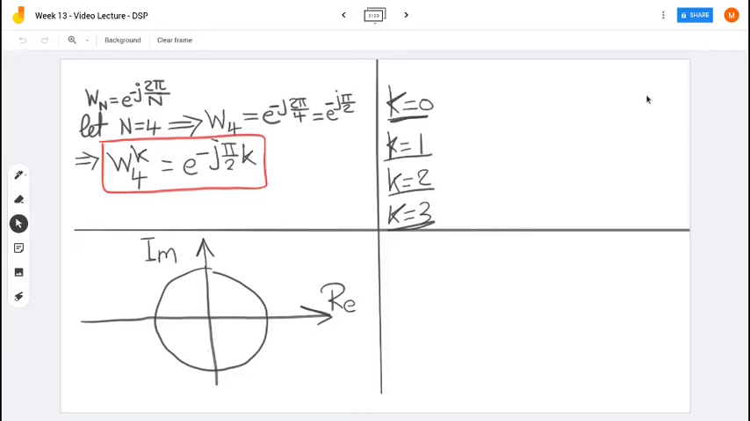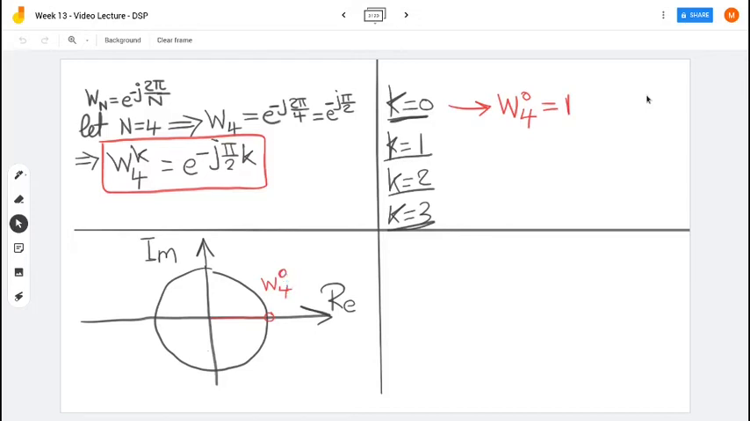Considering the first value, k equal to 0, we have W4 to the power 0, which is 1, a complex number of magnitude 1 and angle 0, real part equal to 1, imaginary part equal to 0. So in the complex domain, if this is the real axis, this is the imaginary axis, and we have a circle like this of radius 1, the first quantity, W4 to the power 0, will be a vector of length 1 and angle 0, real part equal to 1 and imaginary part equal to 0. This is W4 to the power 0.